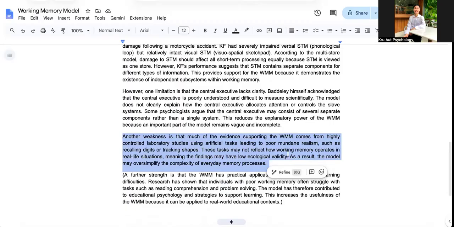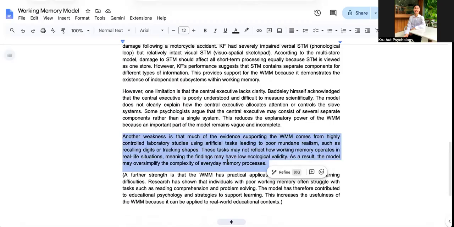So say working memory. We need this word in our answer. If we just say that the supporting study lacks ecological validity, so it cannot represent real life, try not to use the word "it". Be specific, refer back to the topic in the question, working memory. Very simple here. Meaning the findings may have low ecological validity. As a result, the model may oversimplify the complexity of everyday memory processes, right? Have the word memory in our answer too, because this is the topic that we're writing about.